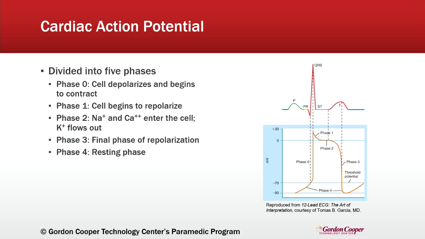And then phase 4 is just that resting phase, the calm before the next action, when the myocardial cell settles back to its resting membrane potential of about minus 90 millivolts. And that's the cardiac action potential.